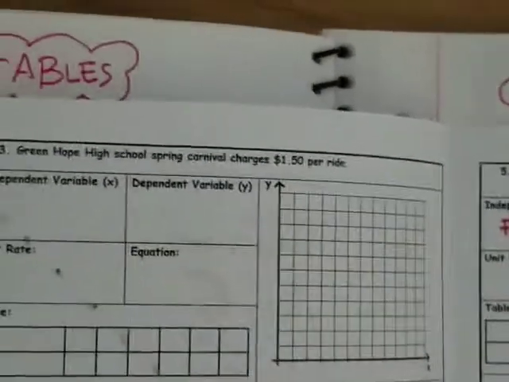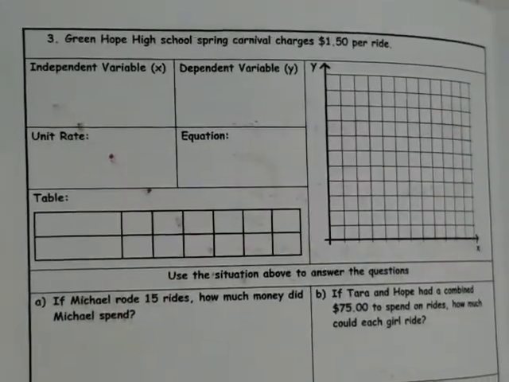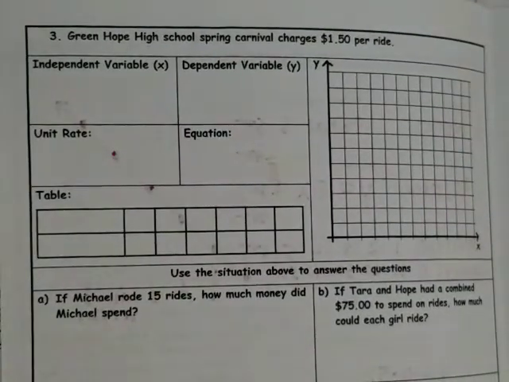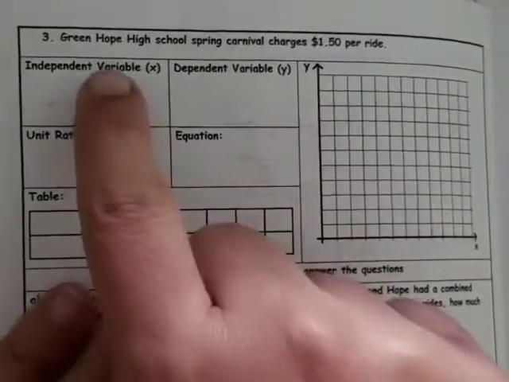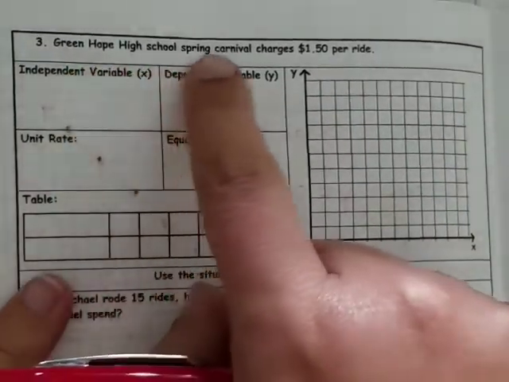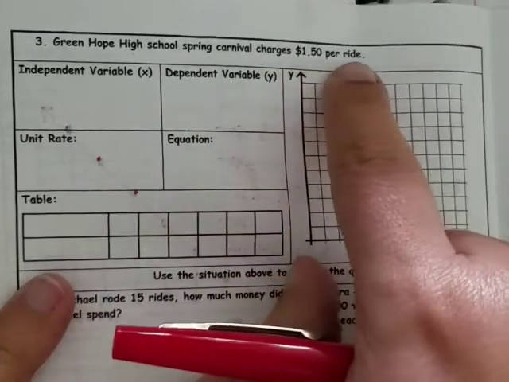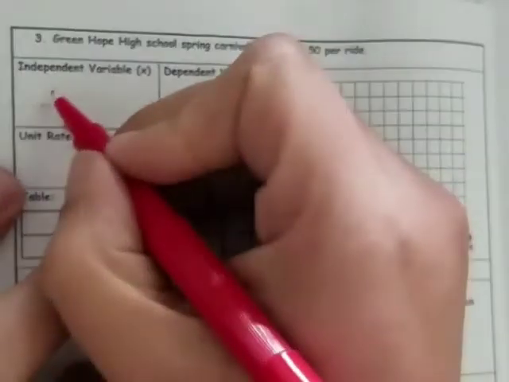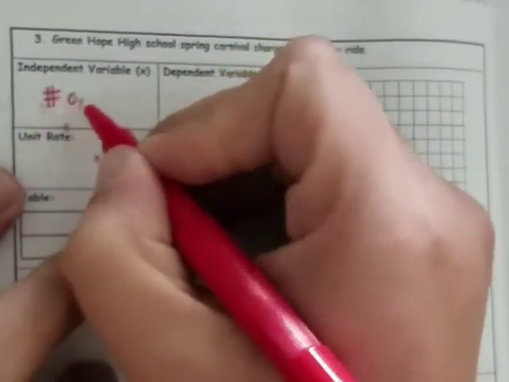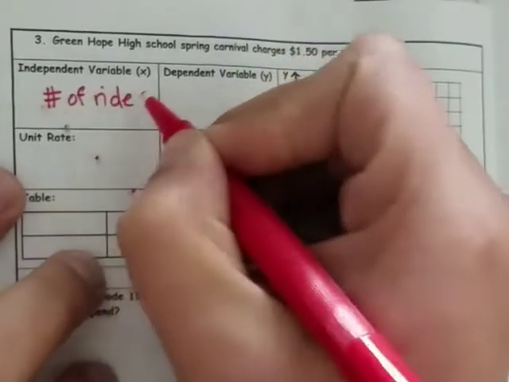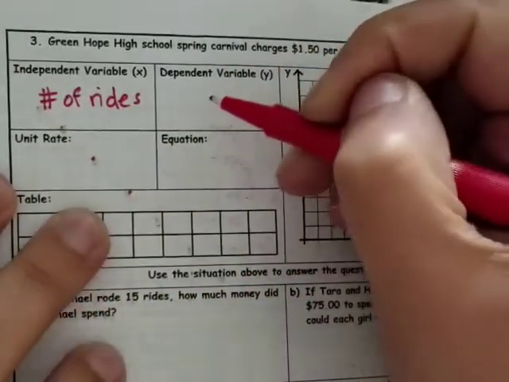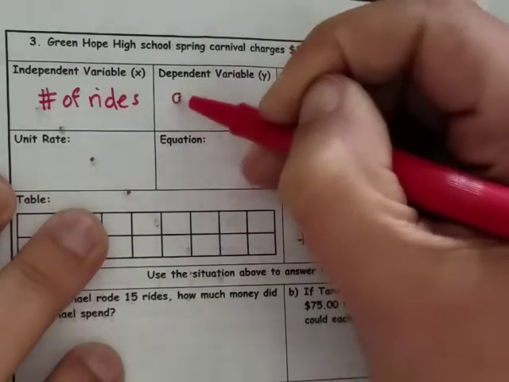Now we've got one more to do together, and then I'm going to let you pause the video so that you can do the last 3 on your own. Green Hope High School Spring Carnival charges $1.50 per ride. So the independent variable will be the number of rides that you ride. Your dependent variable is going to be the amount that you spend.